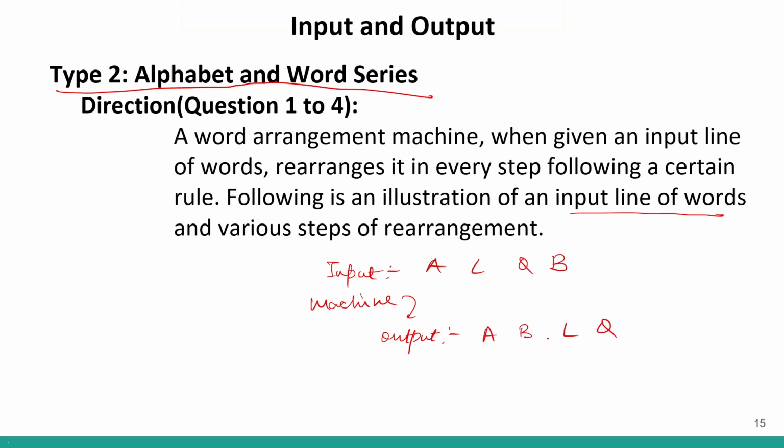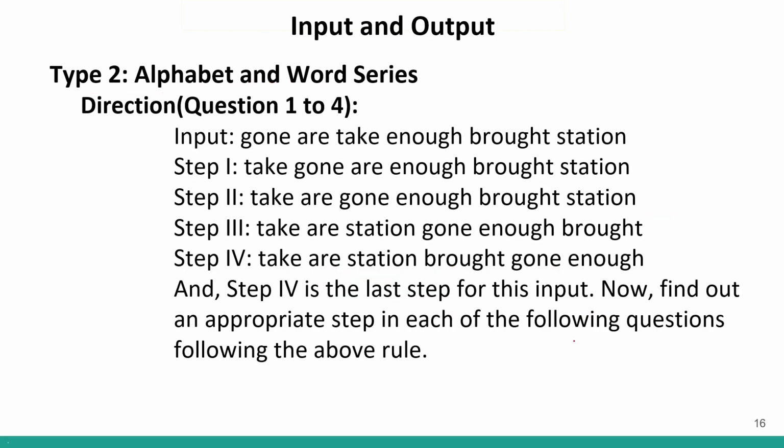So what is the logic? The logic is that they have arranged it in increasing alphabetical order. So we have to find the logic that is being used and then make the output. Okay. So going to the question. This is the input. This input has step 4, and step 4 is the last step for this input. So that means step 4 is the final output, correct? Step 4 is the final output.